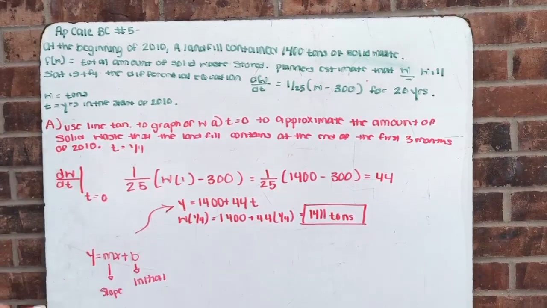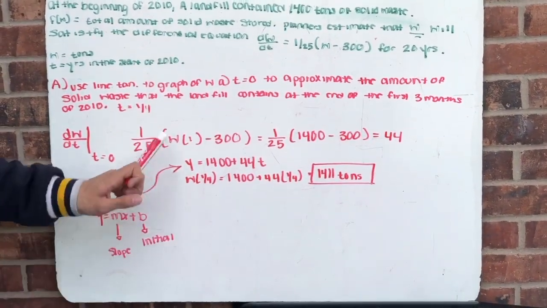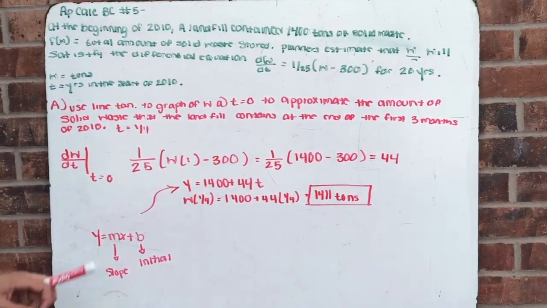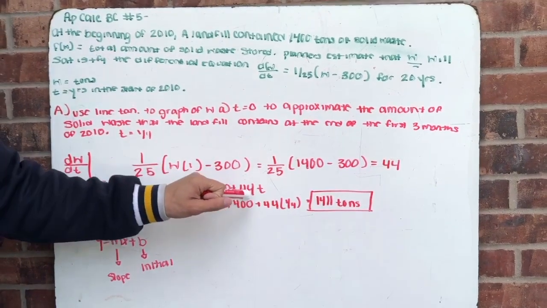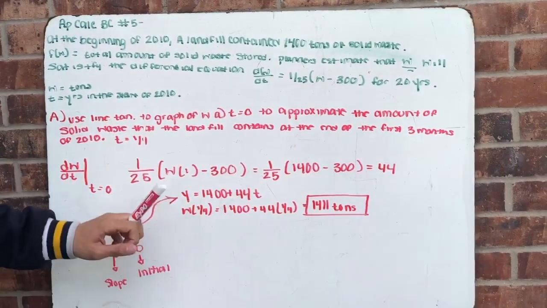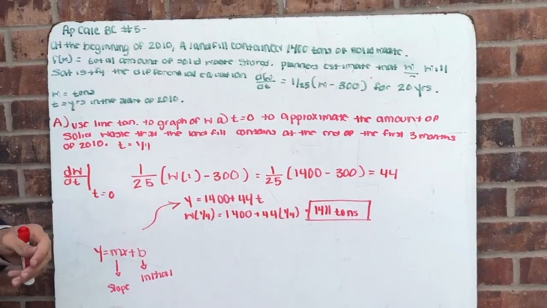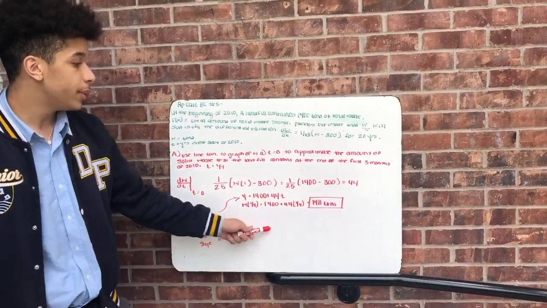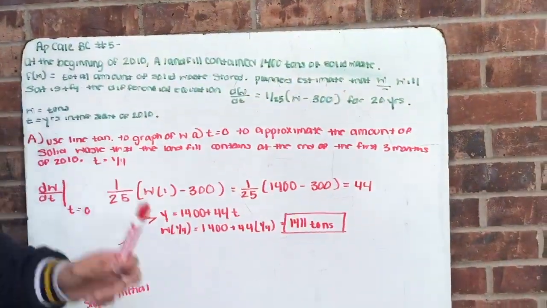Now we have to use y equals mx plus b, where b is the initial value, which we found already, the 1400, and m is the slope, which we found as well, the 44, to get y equals 1400 plus 44t. Plugging in 1/4, because 3 months is 1/4 of the entire year, we would get a total of 1,411 tons.